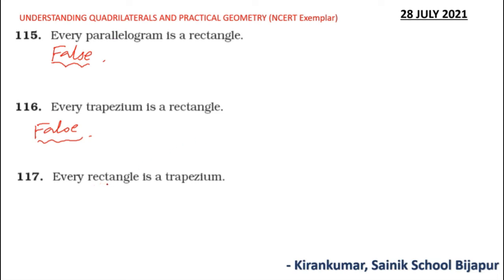Question 117. Every rectangle is a trapezium. This statement is a true statement because a rectangle satisfies all the properties of a trapezium. So we can say that every rectangle is a trapezium, but the vice versa is not true.